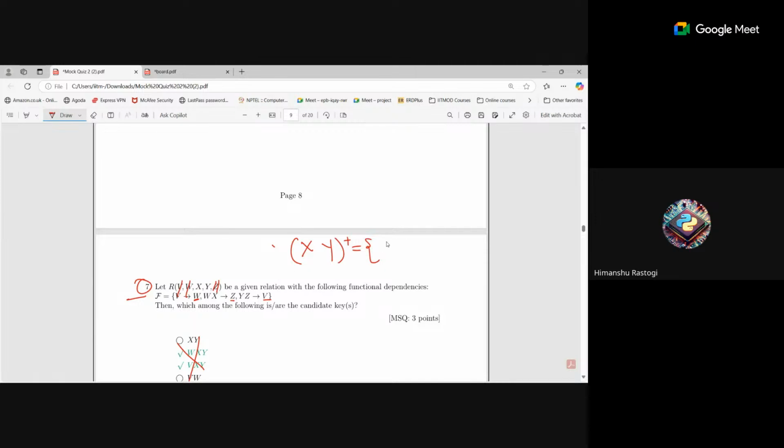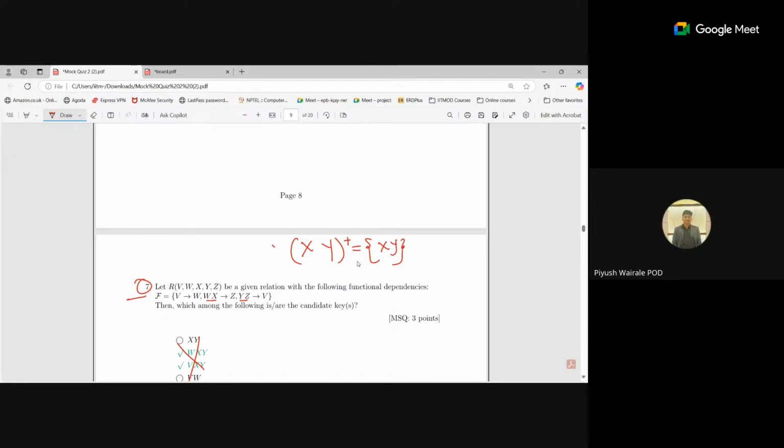So what's the closure of X, Y here? X, Y will determine X, Y. Then X, Y to Z, and Y, Z to V, and V to W. Does it determine all? We need W, and this is W, X to Z. Combination is there, right? So we need W also. It is not determining all.